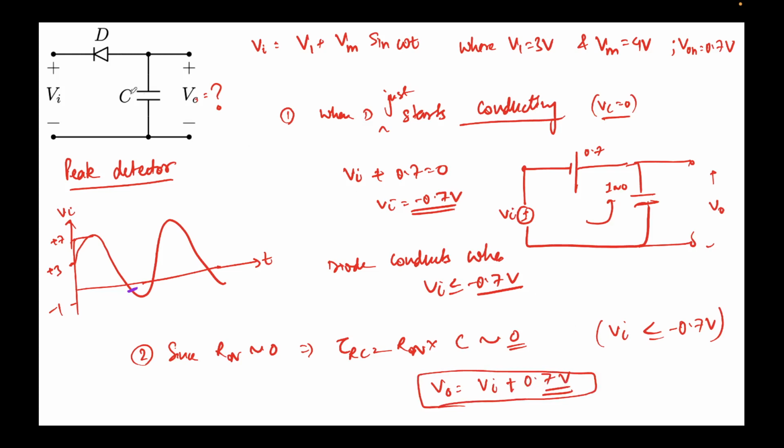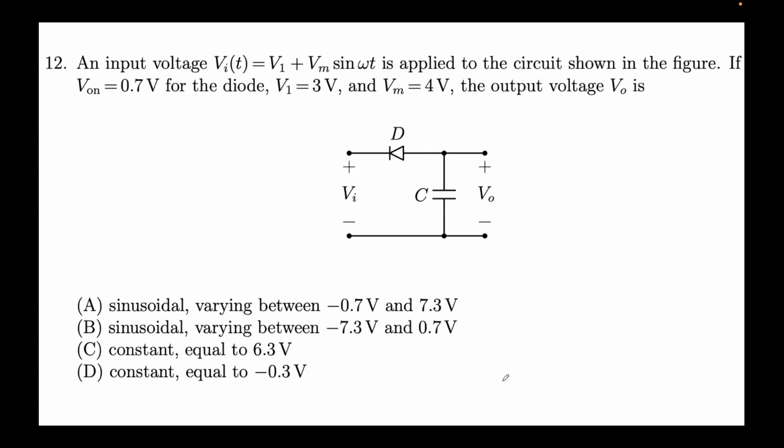And note that the capacitor can never get discharged. The capacitor will only get charged, because for the capacitor to get discharged, the diode would have to conduct in the reverse direction, and this is not a Zener diode, this is a normal diode. So whatever charge the capacitor has accumulated, it will never get discharged, right? So V0 is Vi plus 0.7 volts, and mind you, this is for Vi less than or equal to minus 0.7 volts.